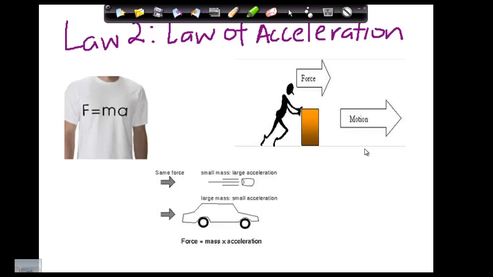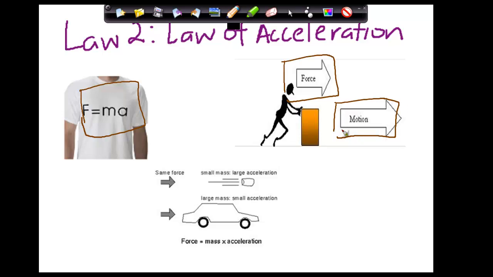Law 2 is the law of acceleration. Essentially what this law is saying is that the acceleration of an object is proportional to the force that acts upon it. So we need to remember this simple formula, which means force equals mass times acceleration. Force means something we place upon a particular object, and motion is a result of that force.